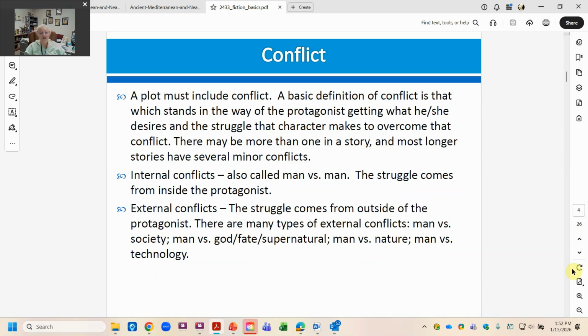This leads us to conflict. What do these characters want? So, conflict is basically the character is struggling for something. And that is the battle that is played out over the course of the work.